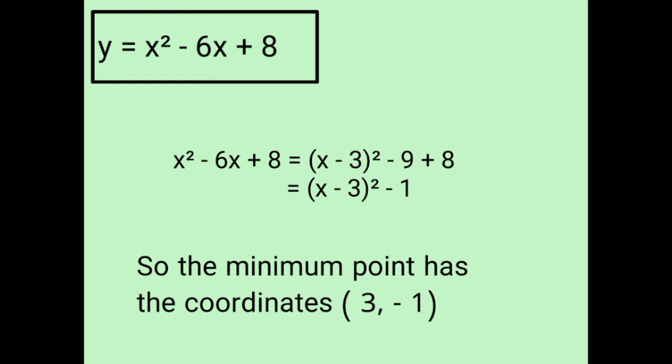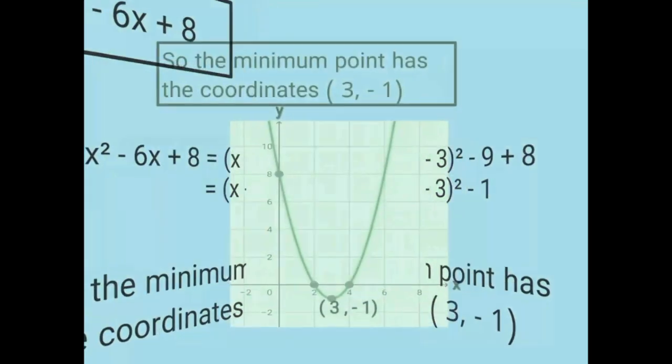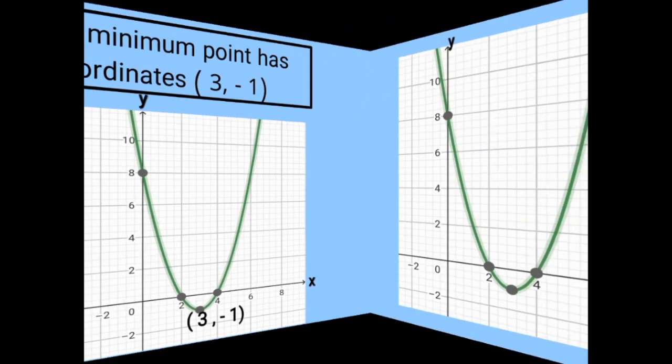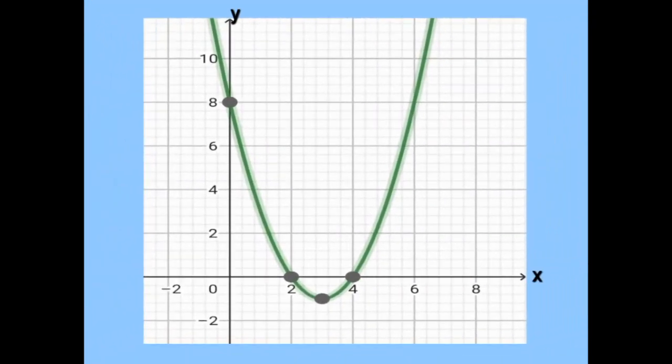Since this graph has a minimum point, to find the coordinates of that turning point, complete the square. So completing the square of x squared minus 6x plus 8 gives us (x minus 3) squared minus 1. So the minimum point has the coordinates (3, minus 1). Now as you can see, this is the graph of y equals x squared minus 6x plus 8.